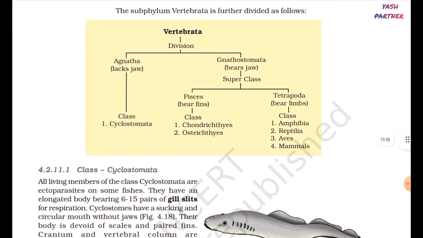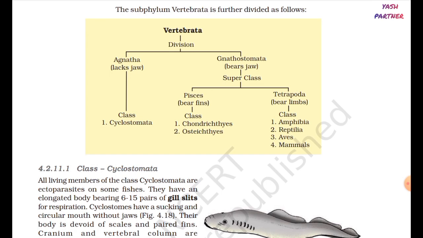The subphylum Vertebrata is further divided as follows: Vertebrata division: Agnatha and Gnathostomata. Agnatha lack jaws, Gnathostomata bear jaws. Agnatha have class Cyclostomata. Gnathostomata have superclass Pisces, which bear fins, and Tetrapoda, which bear limbs. Pisces have class first Chondrichthyes, second Osteichthyes. Tetrapoda have classes 1 Amphibia, second Reptilia, third Aves, and fourth Mammalia.